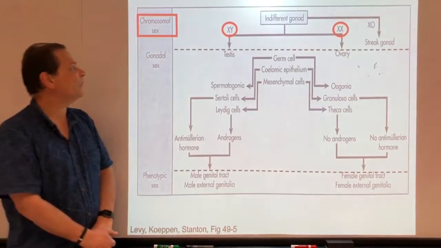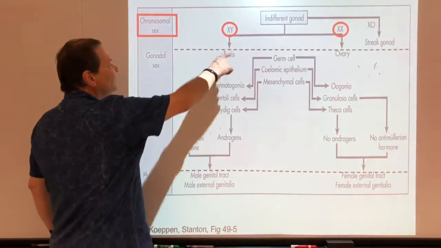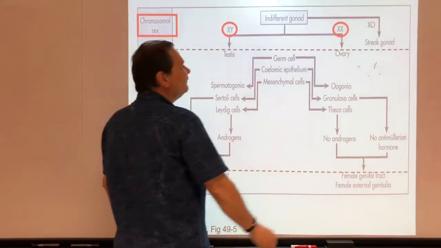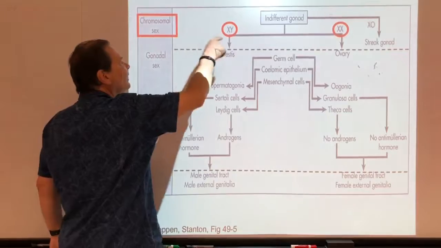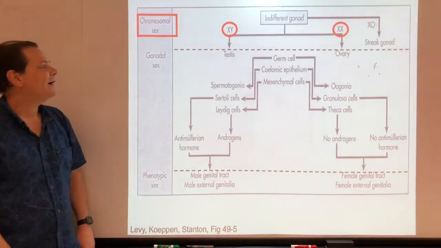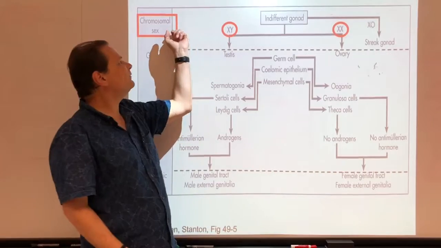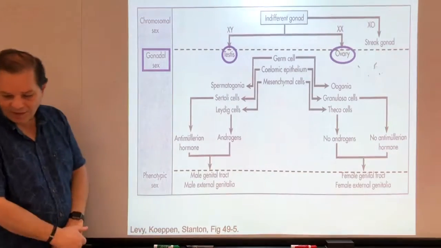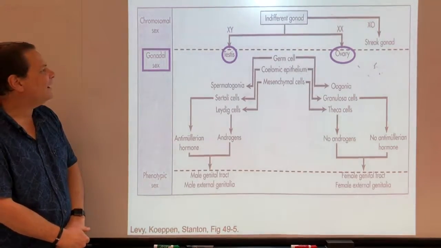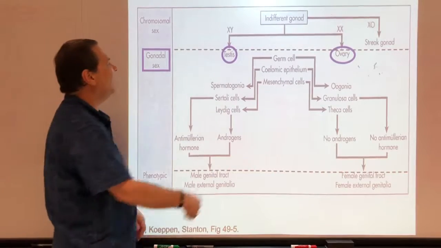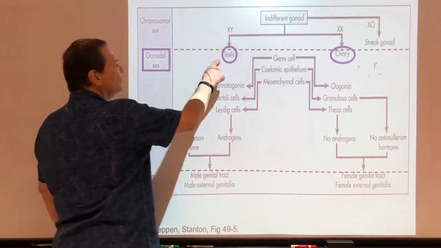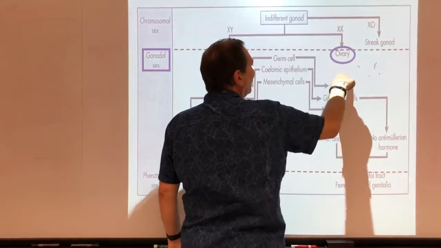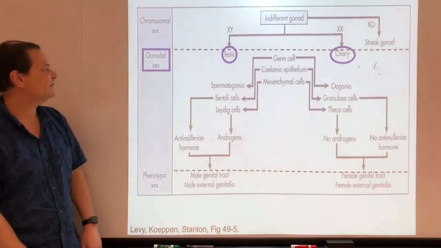So if we start with the chromosomal sex, what that comes down to is, do you have a Y chromosome or not? Okay, females have two X chromosomes, males have an X paired with a Y. And this would be considered male. As far as chromosomal sex is concerned, this would be considered the normal female. And that leads to gonadal sex. If you have a Y chromosome, you will develop testicles, right? And if you do not have a Y chromosome, you develop an ovary. You do not develop testes.